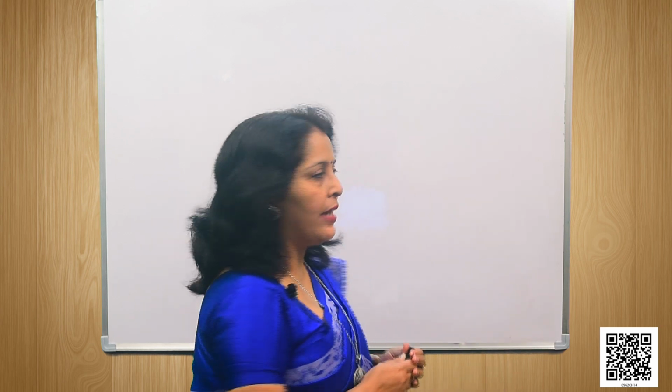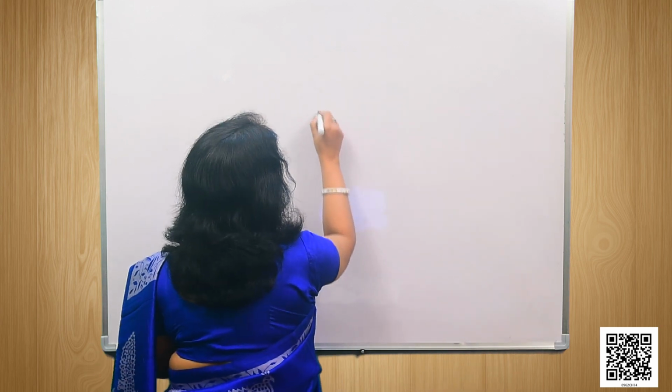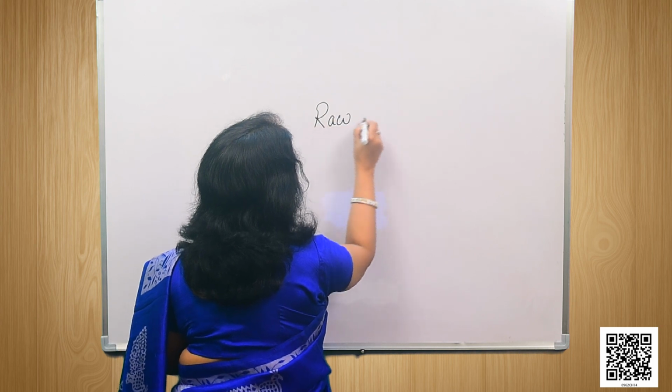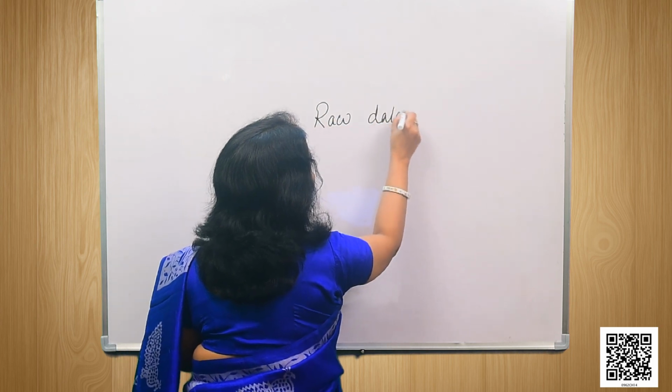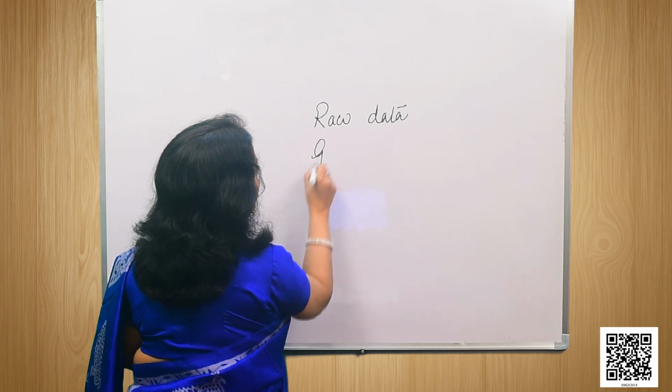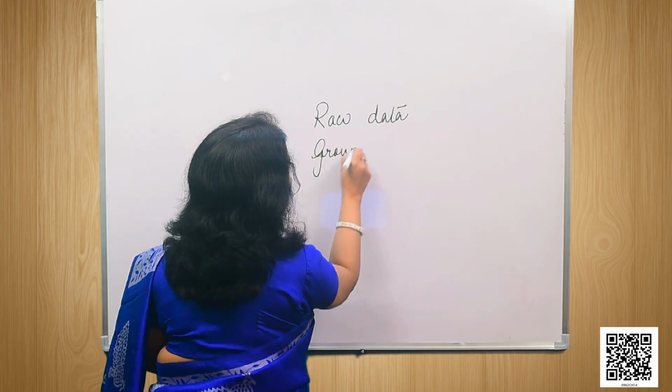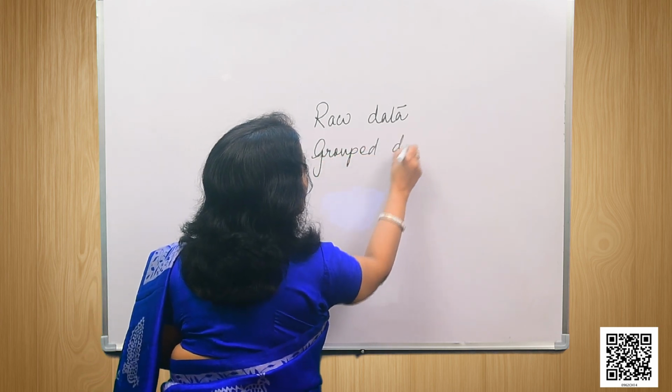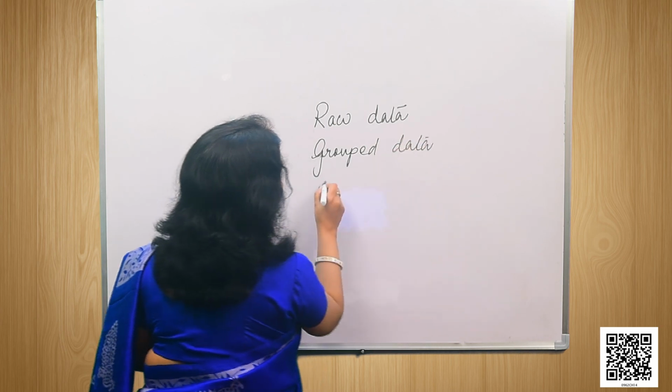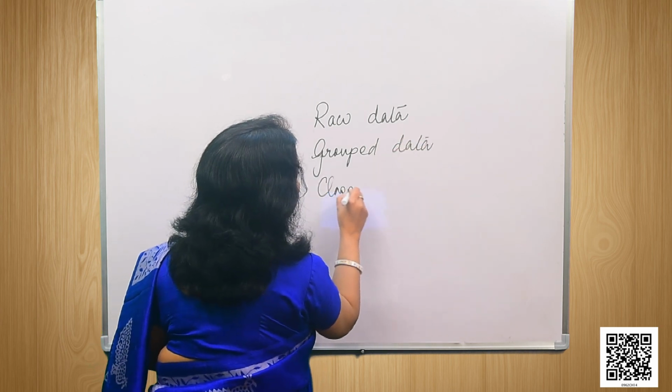So students, the next part is presentation of data. Okay. Now here again in statistics, data is categorized into three types. Okay. Let me write them. They are raw data, then grouped data, and classified data.